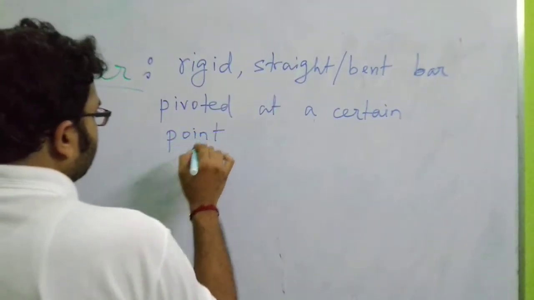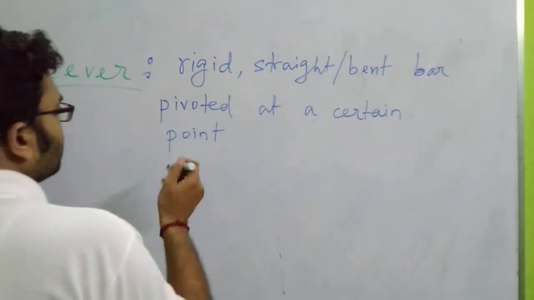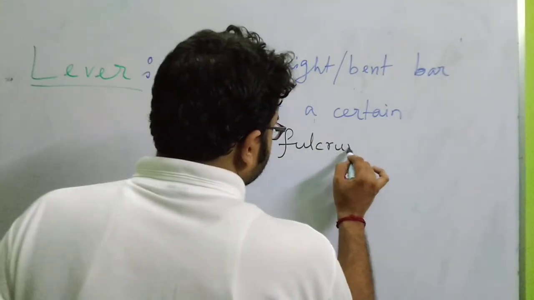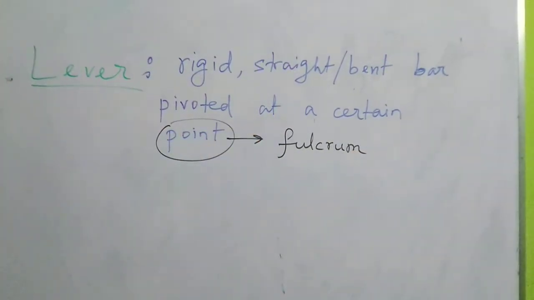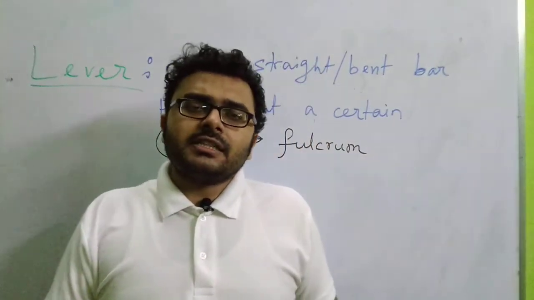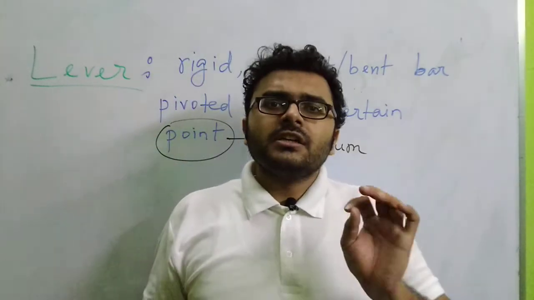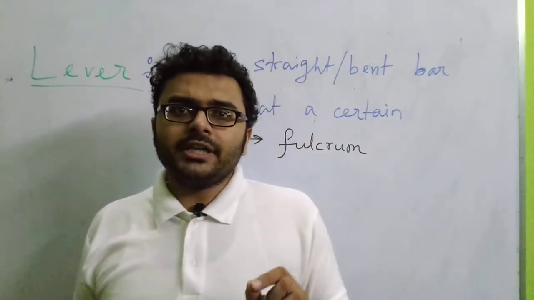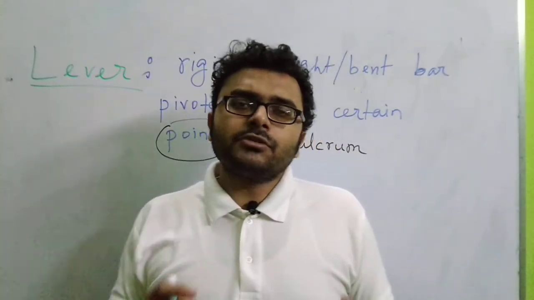and that particular point is called, what is this point called? This point is called the fulcrum. So this is the basic definition of a lever, that it can be defined as a rigid straight or bent bar pivoted at a certain point, which is referred to as the fulcrum. When you use a pair of scissors, you see that the two blades of the scissor are hinged at a certain point. Haven't you noticed it? That particular point is referred to as the fulcrum. So the fulcrum can be regarded as the pivotal point in a lever about which the lever rotates.